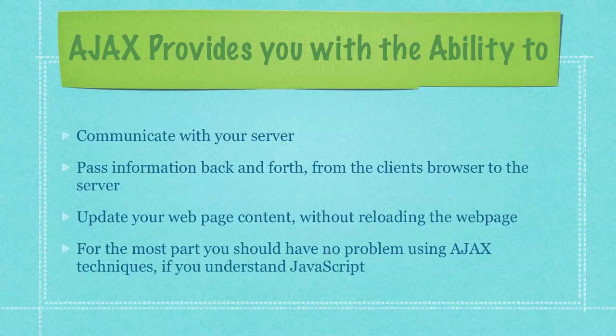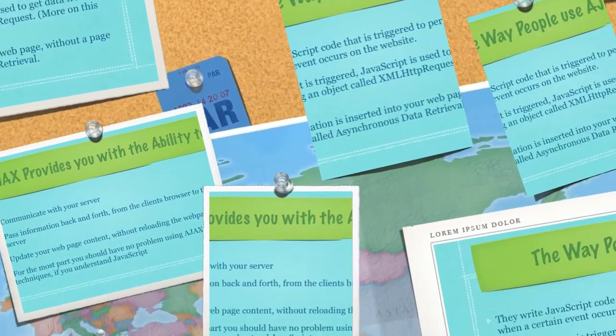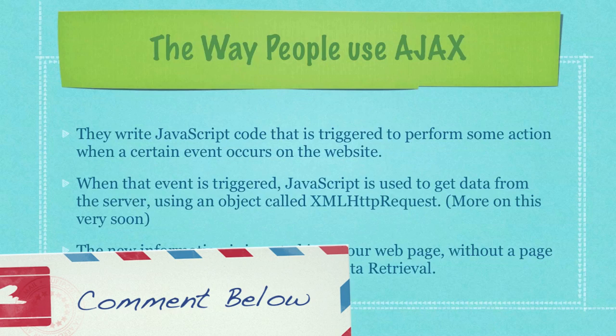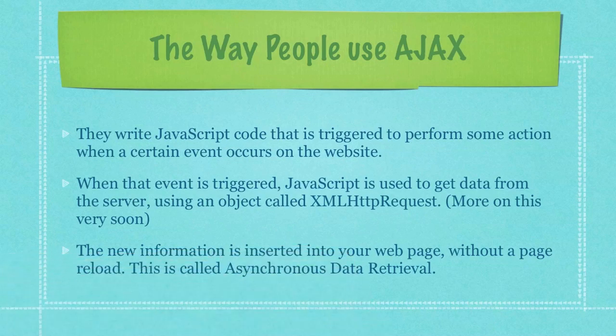It's just a series of techniques used to talk to the server and do multiple other different things within the browser without having to reload the web page. So how do people use AJAX? They write JavaScript code that is triggered to perform some action when a certain event occurs on the website. When that event is triggered, JavaScript is used to get data from the server using an object called XMLHttpRequest. I'll go more into this object in the future. The new information is inserted into your web page without a page reload.